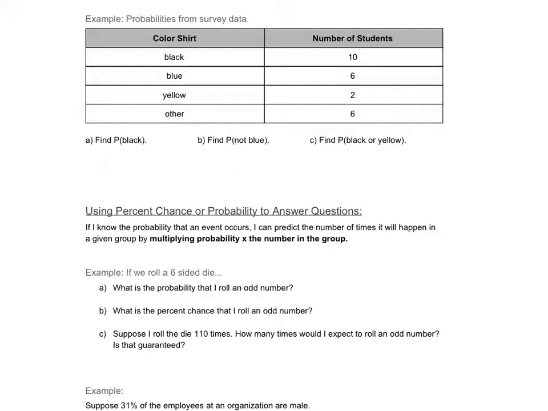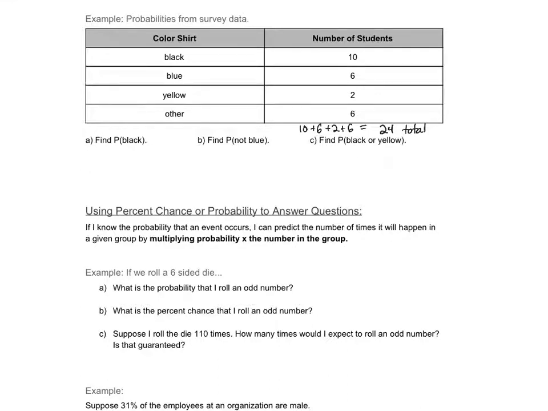So let's first begin by finding our total. Our total in this case is all the students who answered my question. And when I add up the 10, 6, 2, and 6, I have that there are 24 total. So if I were to list out my outcomes, it would be 10 students wearing black shirts, 6 students wearing blue shirts, 2 students wearing yellow shirts, 6 students wearing other, out of a total of 24.